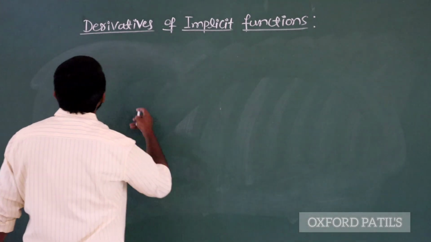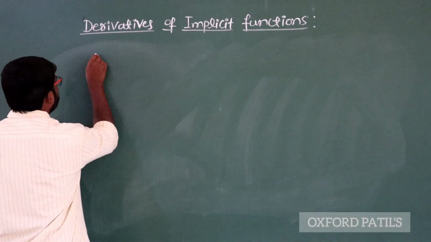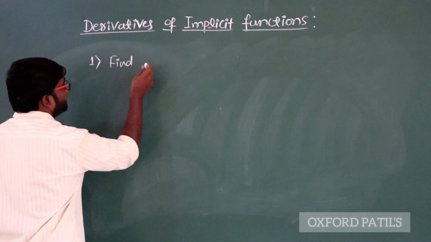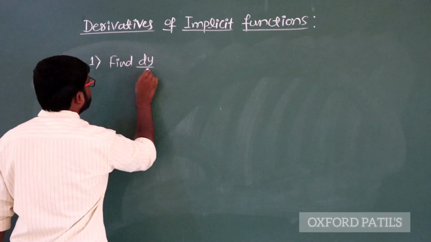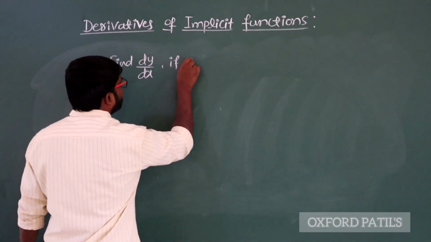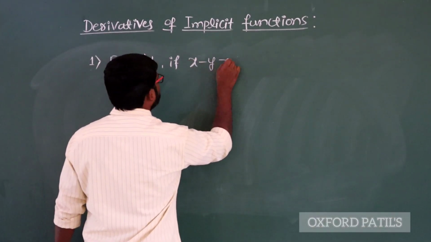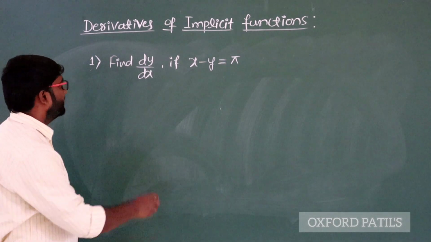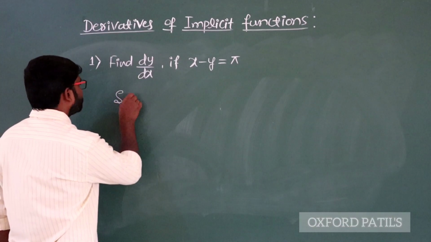Well, the question is, find dy by dx. Example problem on implicit function: find dy by dx if x minus y equals pi. So let us solve this.